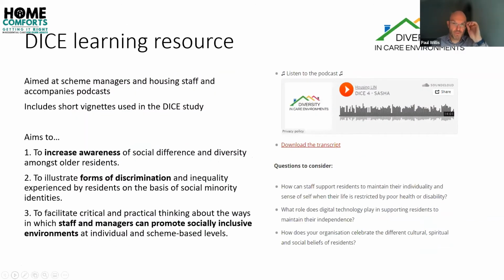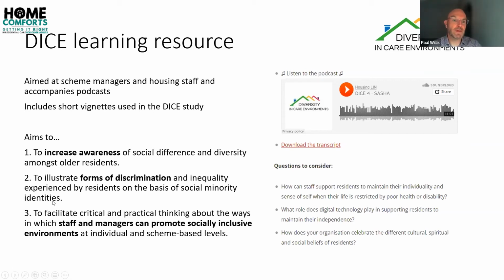And the final resource, the second resource I want to talk about, is the Diversity and Learning Environment resource. And this is based on our project looking at housing with care and inclusion. It was developed in collaboration with the Housing Learning and Improvement Network, Housing LIN, which works with housing providers across the UK, including in Wales. And again, this is online, all resources available for free to use.